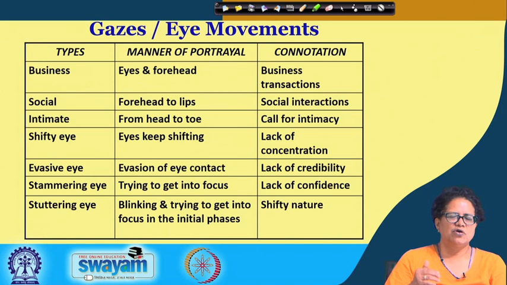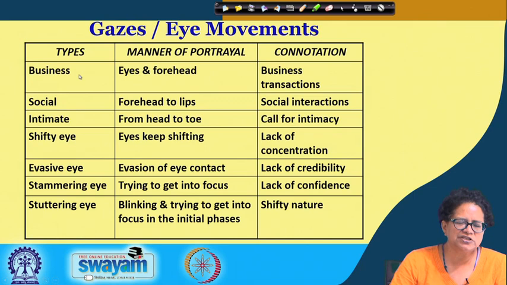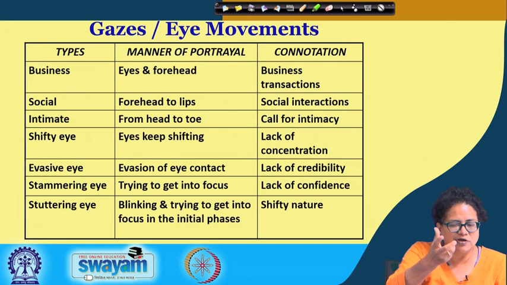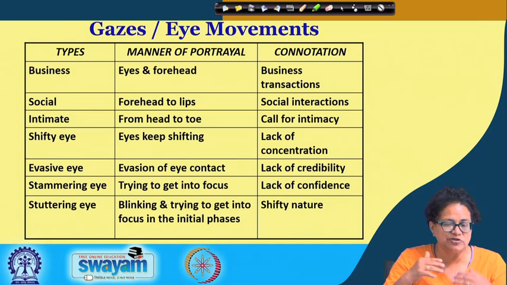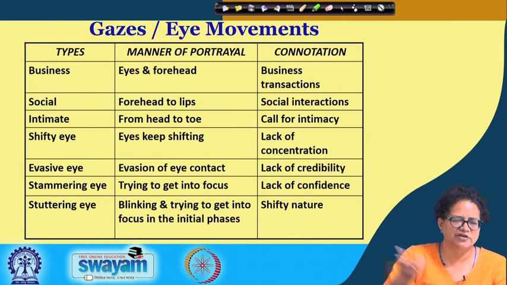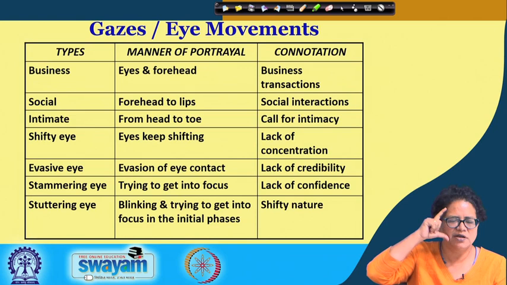Let's consider now what is the connotation of various manners of portrayal of your gaze or eye contact or eye movement. Firstly, in a business scenario, if the gaze or eye contact of the person is between the eyes and the forehead, that is this area, it is a business transaction going on, that is understood by the third person or the observer. A social type of gaze or eye contact is between forehead to lips. This is connoting social interactions.